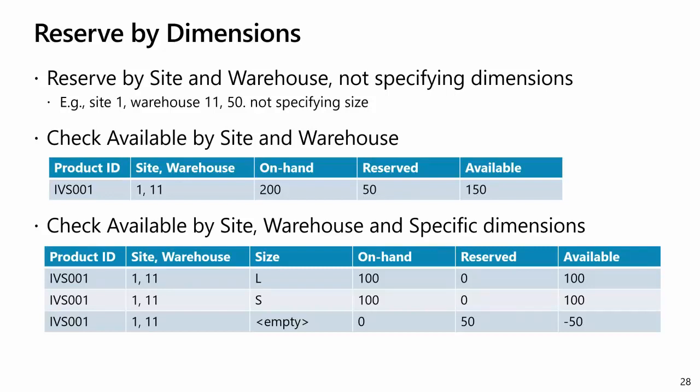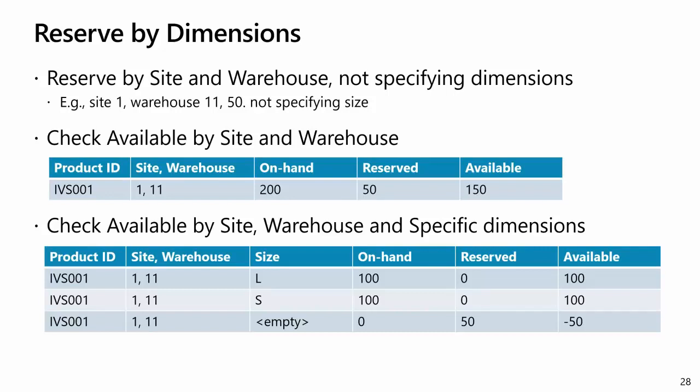Let's take an example of what actually happens when we have 100 pieces of large and 100 pieces of small inside the same warehouse, but we reserve without specifying a size dimension. The reservation will be successful, as we will end up with 200 pieces on hand and 50 reserved. We will be left with 150 pieces available when we make an on-hand query, not grouping by size dimension.